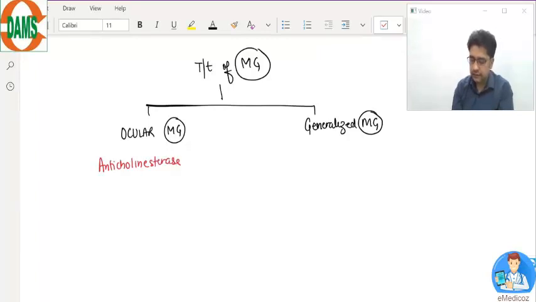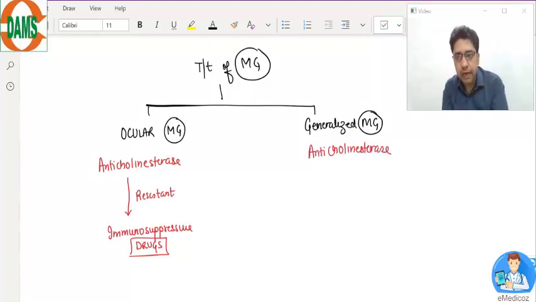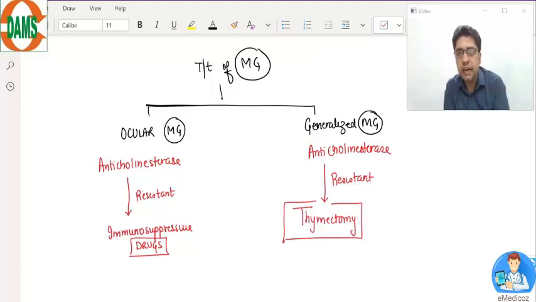In resistant cases, we give immunosuppressive drugs, like prednisone, azathioprine. For generalized myasthenia gravis, again we will write anticholinesterase, like pyridostigmine. In resistant cases, we do thymectomy.